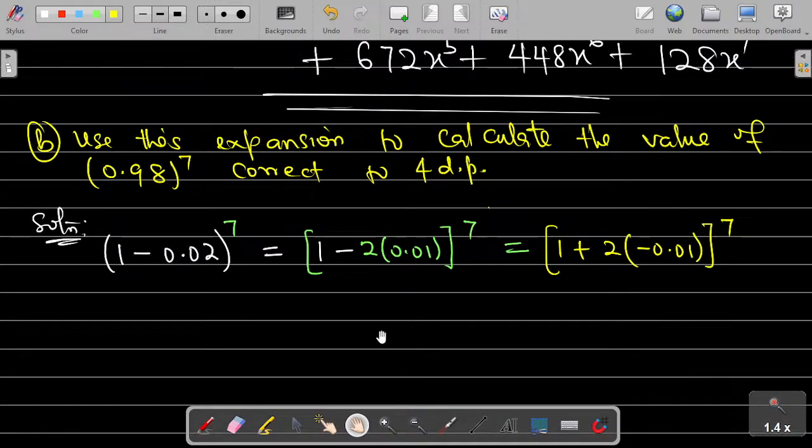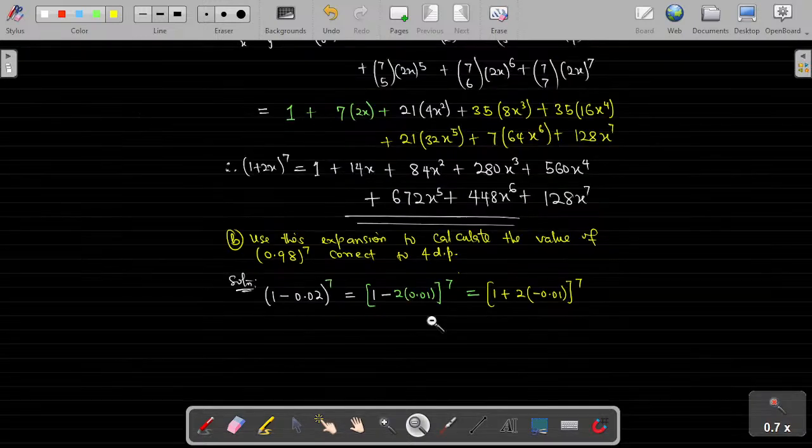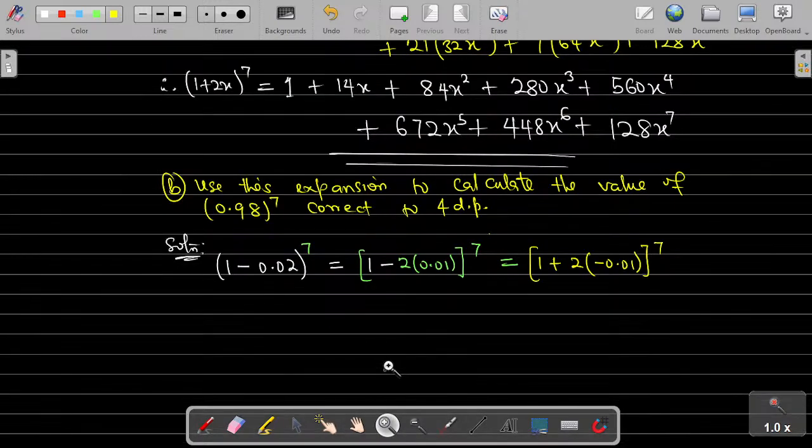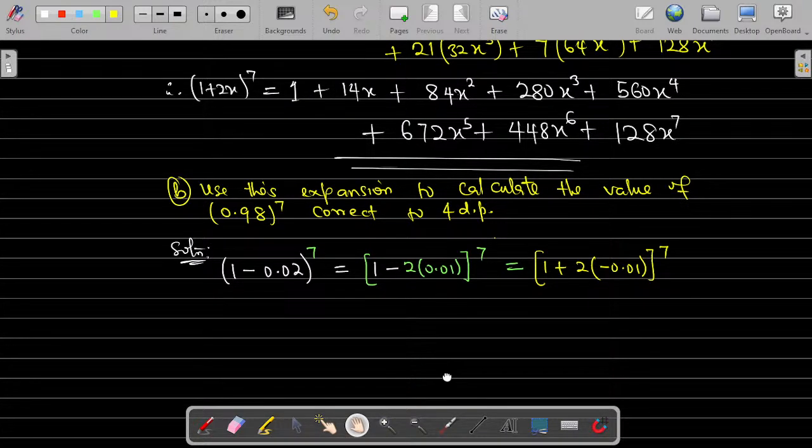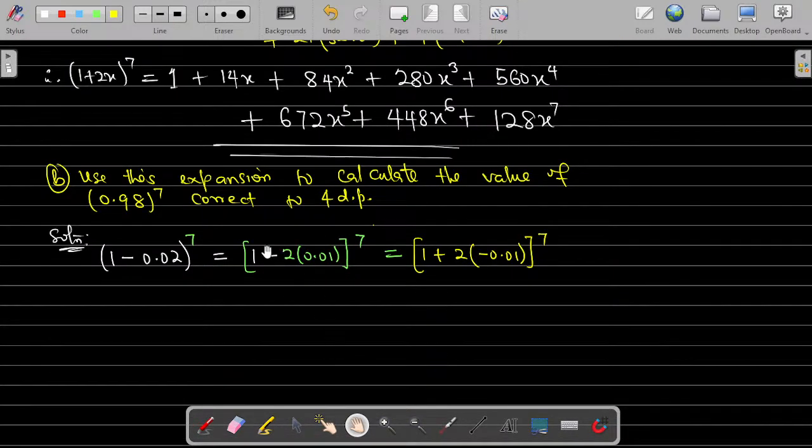All right, so what we are trying to do here is to get this expansion to be of this form. That's the internal one. Our 0.98 should look like this. In fact, if you try to simplify this, you see you get 0.98. How? Because this 2 times this is going to give us minus 0.02. And when you bring 1 down, if you subtract this, you are going to get 0.98.